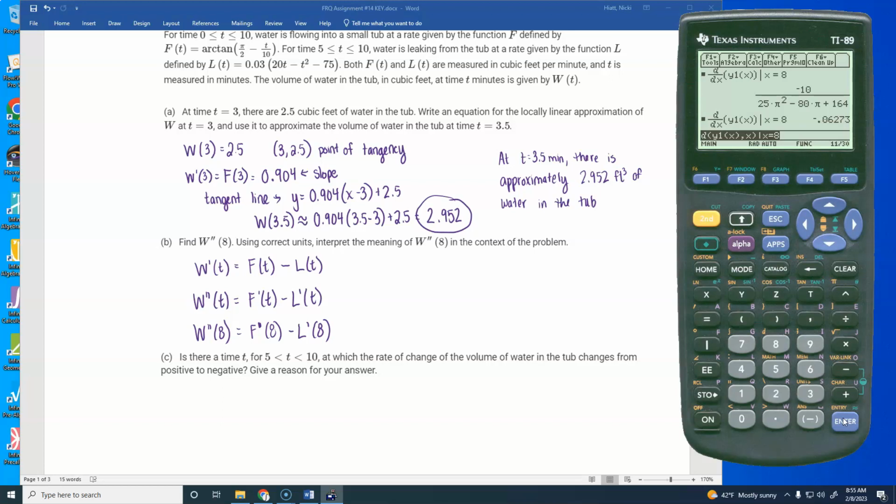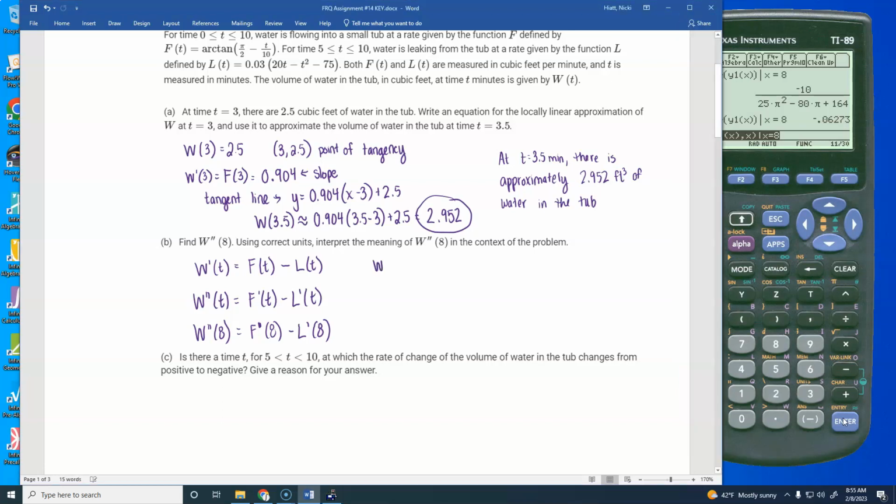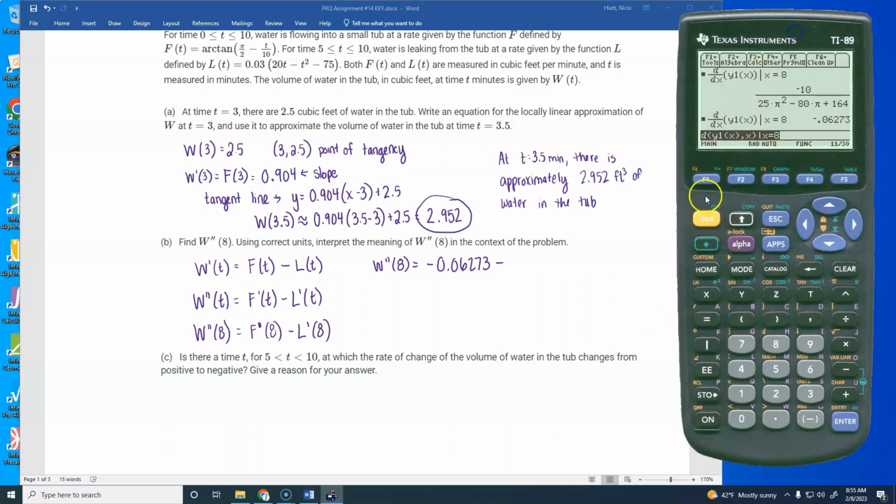Okay. So I'm getting my W double prime of 8 is going to be negative 0.06273 minus, I need to do the same thing for y2. You can do it all in one step if you want. Sometimes I just get afraid that I've not typed things in right if I do too much at one time. Differentiate y2 of x, comma x, close your parentheses, such that x equals 8. Got 0.12.